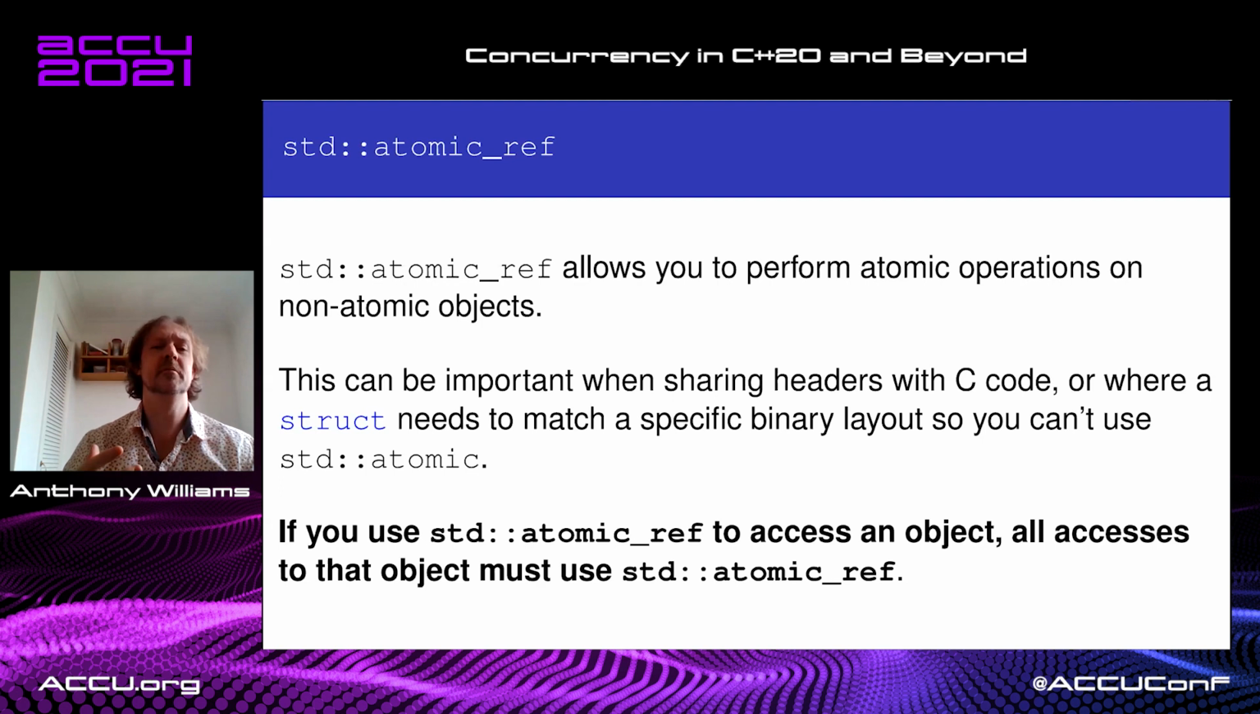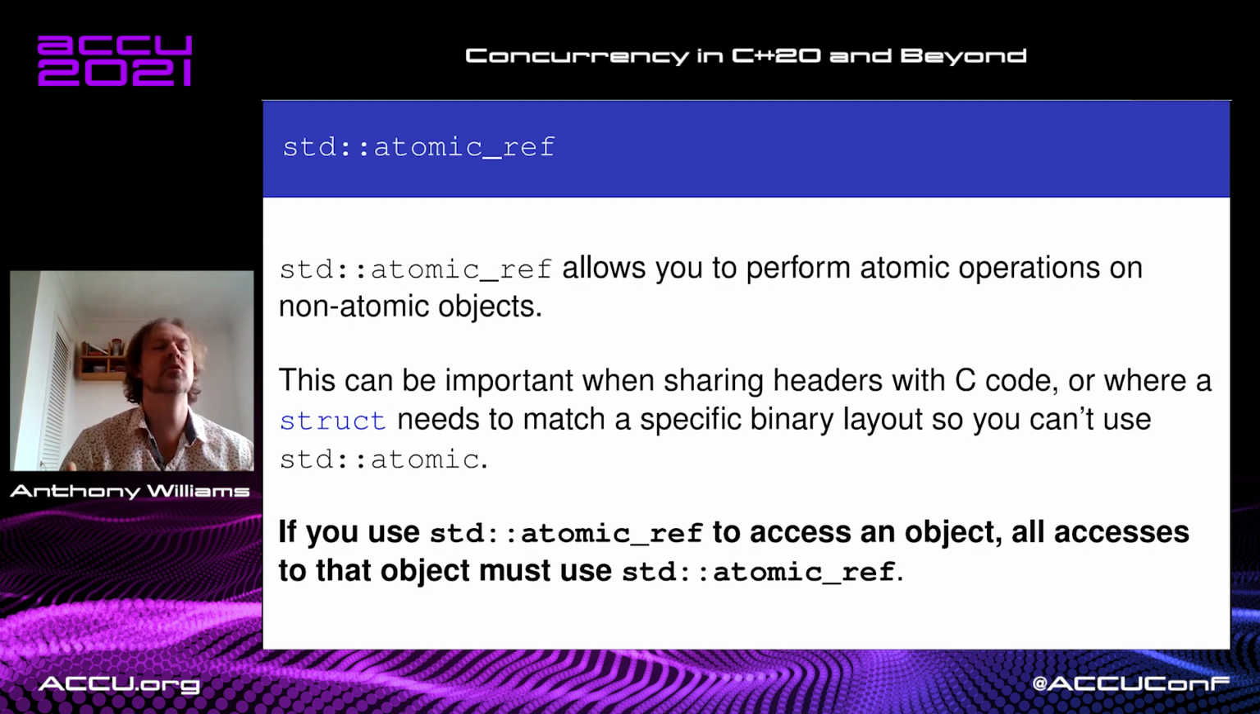Okay, atomic ref is the last thing in these low-level atomic updates, and it allows you to perform atomic operations on things that were not declared atomic. So if you've got a plain int, you can say, well, I want to do atomic operations on that, so I'll create an atomic ref int that refers to my ordinary int.